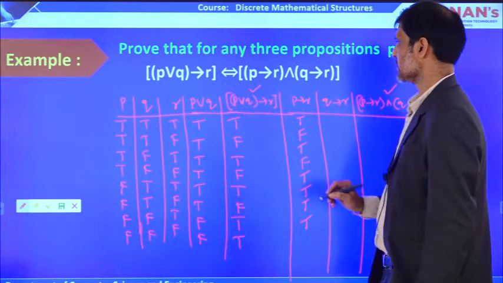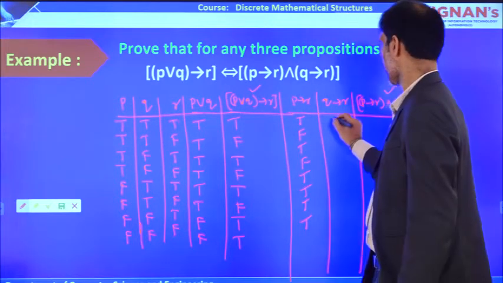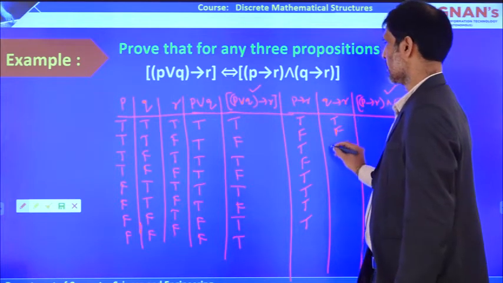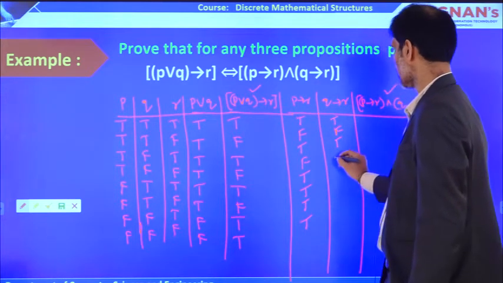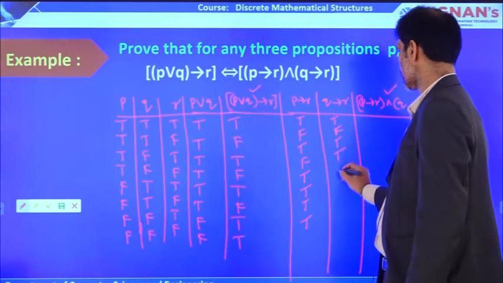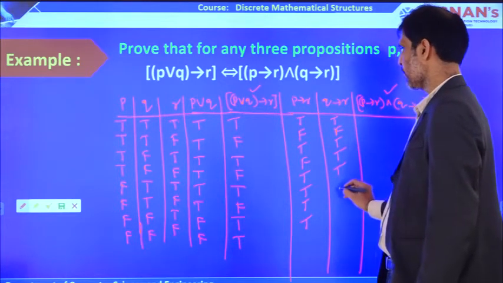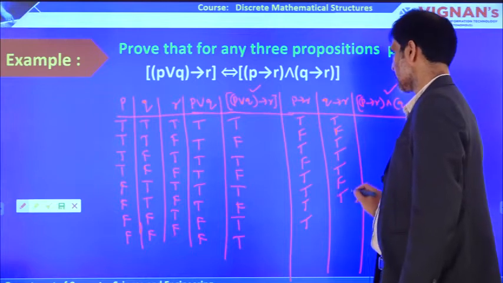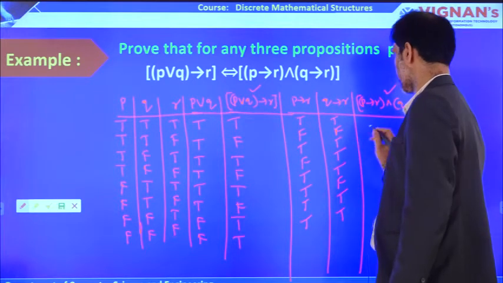Now Q implies R. True, true, true. True, false, false. False, true, true. False, false, true. True, true, true. True, true, true. False, false, and false, true, it is true. False, false, it is true.